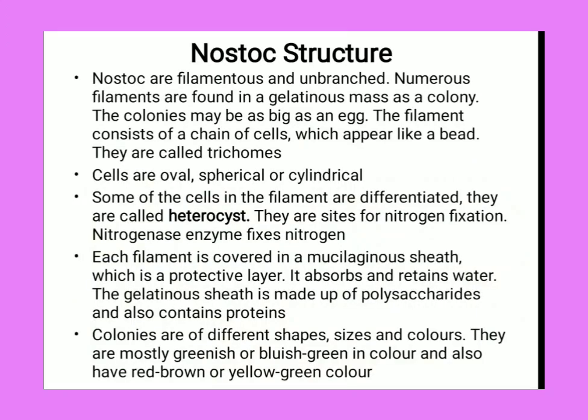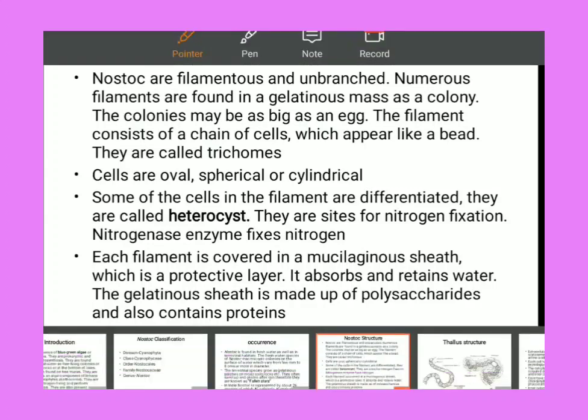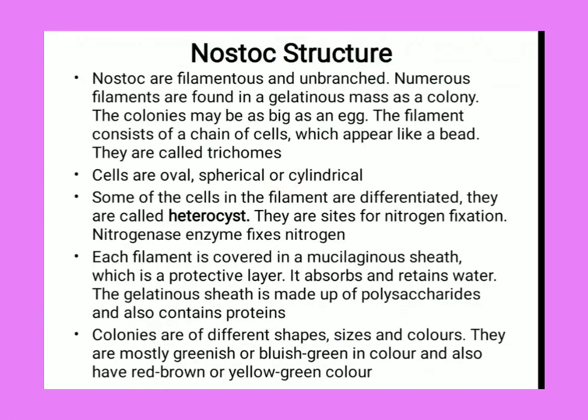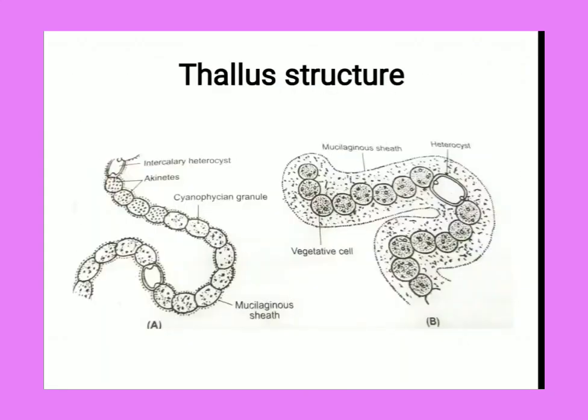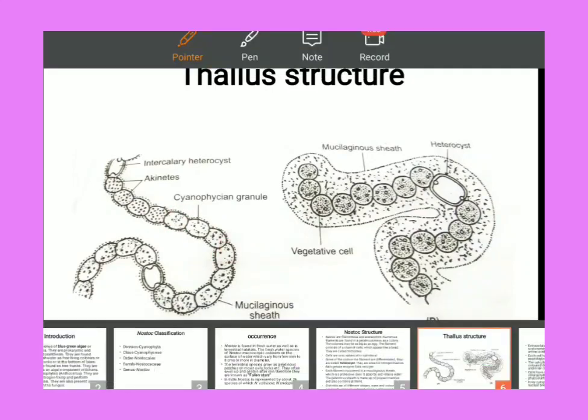Nostoc is filamentous and unbranched. Numerous filaments are found in a gelatinous mass as a colony. The colony may be as big as an egg. The filament consists of a chain of cells which appear like beads, and they are called trichomes. It is the definition of trichome. The filament is unbranched and consists of a chain of cells which appear like beads, and this bead-like structure is known as a trichome. These all are trichomes, and trichomes are attached to each other.